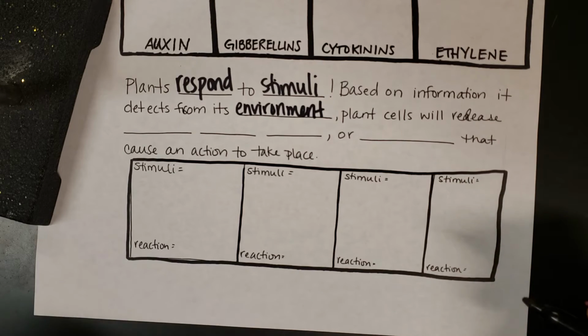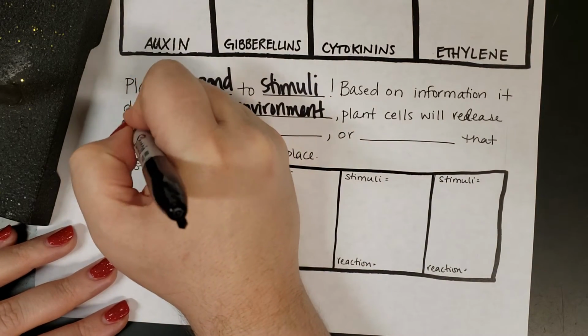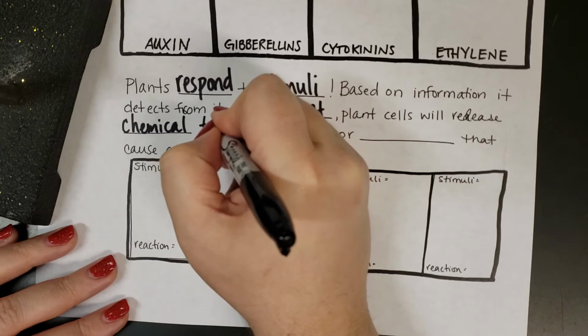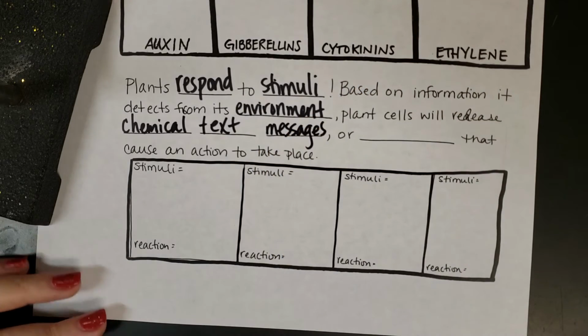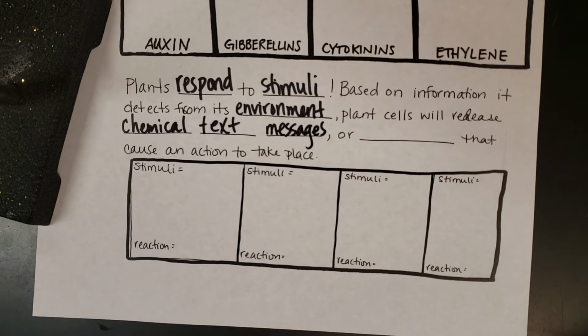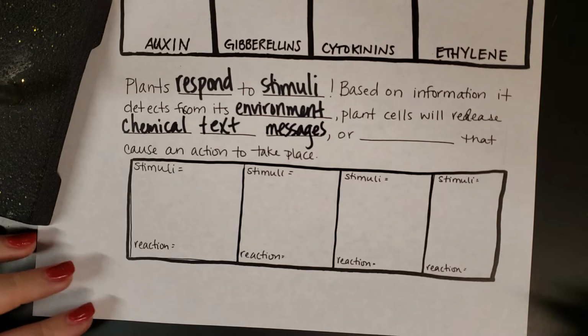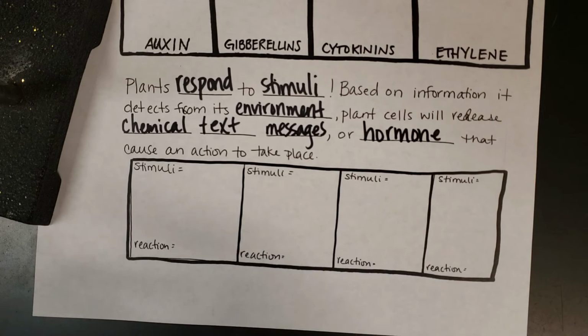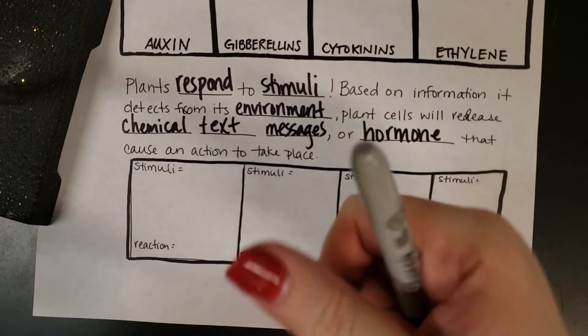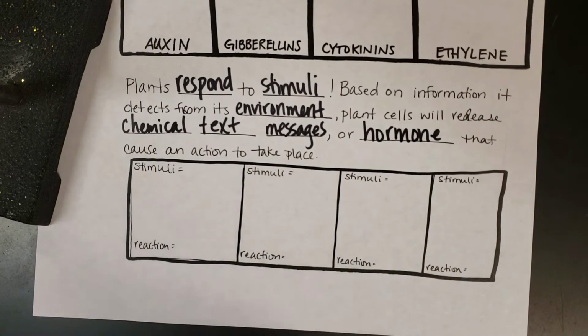And when they figure out what's happening, plant cells will release chemical text messages, because that's what hormones are. It's like a text message to be like, yo dude, start doing this, and then they're like, okay, cool, yeah, I'll do that. That's all a hormone is. It's like a chemical text message, or a hormone, that causes an action to take place. So cause and effect. Something happens, the plant is like, oh dude, we gotta, so they text their cell and they're like, hey, you need to do this. And they're like, all right, we'll do that. And then they do it, okay? That's all hormones are.